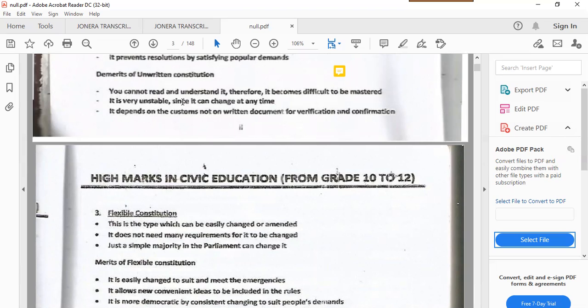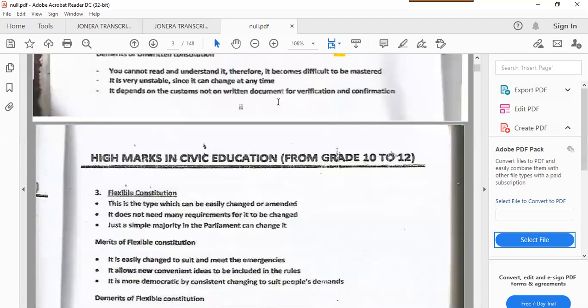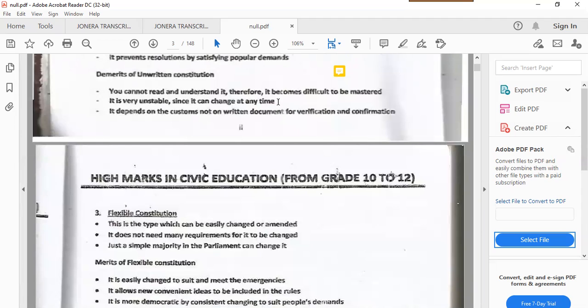It's very unstable since it can change at any time. Sometimes because of Western influences, cultures tend to change, and when cultures change, a constitution can be subject to change. So it's very unstable because if it's driven by culture, culture is a changing thing. Sometimes you like this, sometimes you like that. It depends on customs, not on a written document for verification and confirmation. Like I said, you cannot tell whether your rights are being abused or not because it's highly dependent on customs.